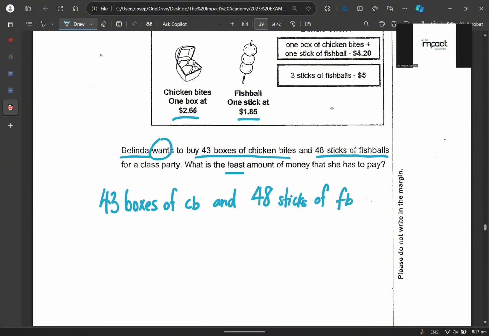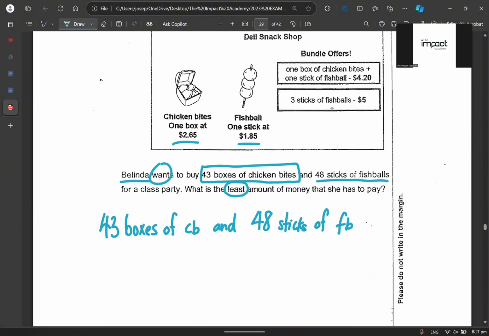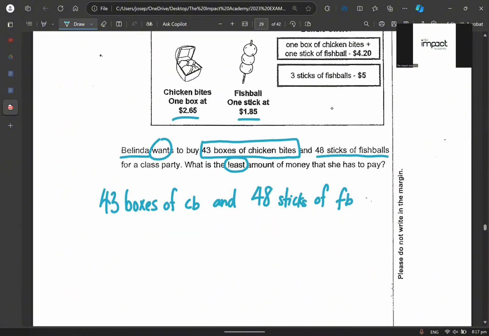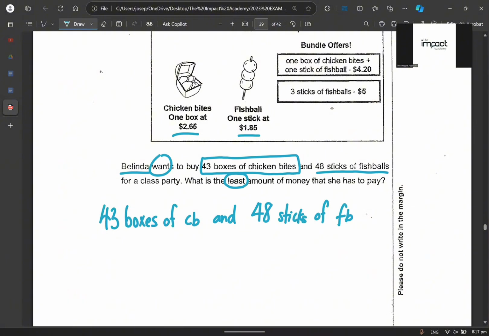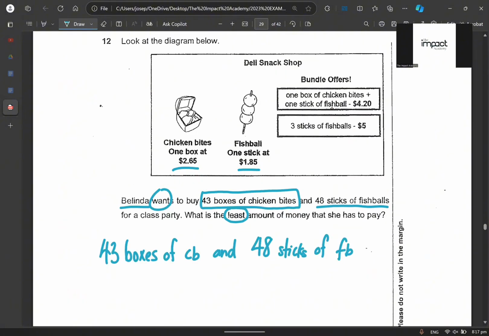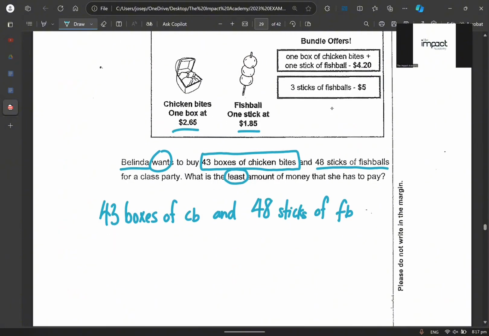Now, the question here is that I want to spend the least amount. Agree? Obviously, why would you want to spend the most amount? Agree or disagree? You want to spend the least amount, and yet you still want to get 43 boxes of chicken bites and 48 sticks of fish balls. How do you think she should start buying? Should she start with the bundles? Of course, because it makes more sense. I already told you just now bundles have more discount. True or not? So start counting in bundles.